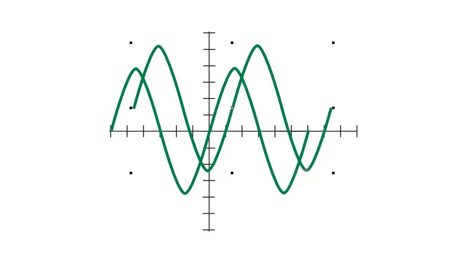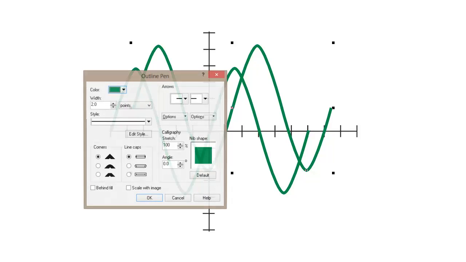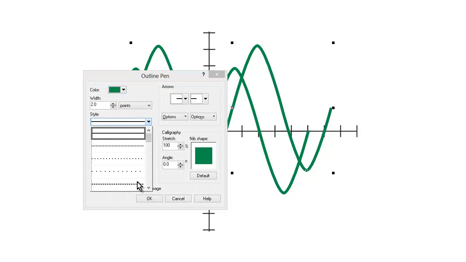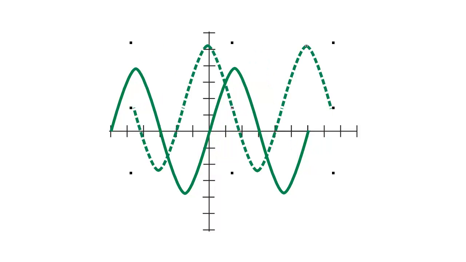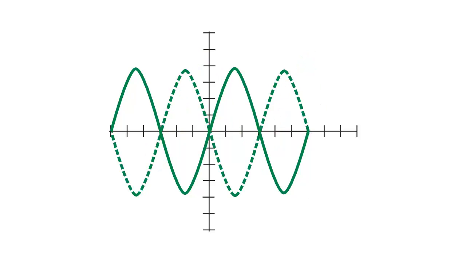So let's take this wave, let's make a duplicate, and let's make it look a little bit different. Maybe we'll make it a dotted wave instead of a solid wave, and then what I'm going to do with it is flip it upside down. And then let it start at exactly the same time as the original wave did. Now we have two perfect sine waves in phase opposition.